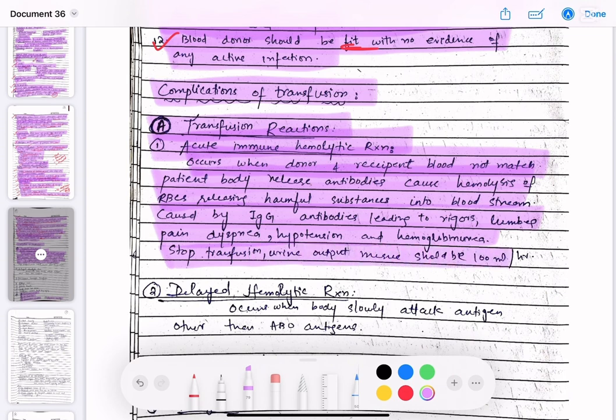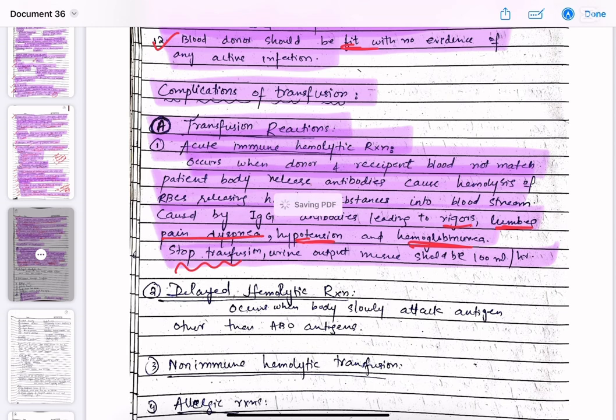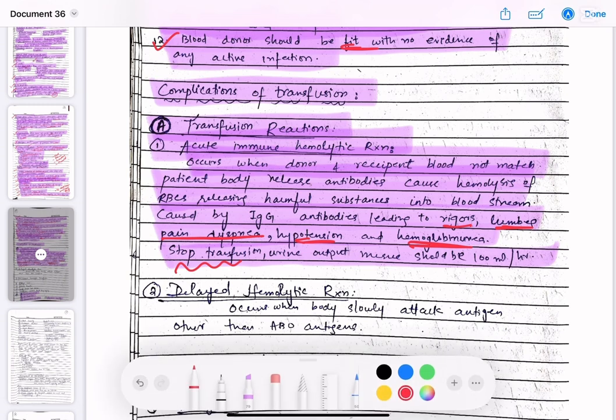Okay, when you are doing a transfusion, if these signs appear, that is rigors, lumbar pain, dyspnea, hypotension, and hemoglobinuria, you should stop the transfusion. This is a sign of the hemolytic reaction, in which the breakdown of RBCs occurs due to mismatching of the blood, and this reaction is caused by IgG antibodies. So this is a transfusion reaction. The first complication of the transfusion reaction is the acute immune hemolytic reaction.